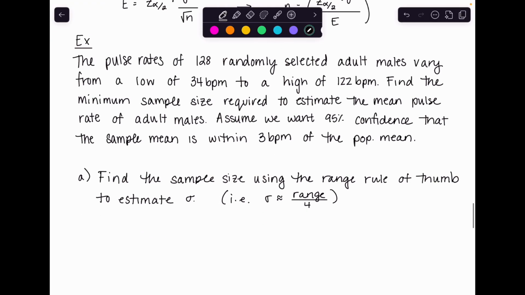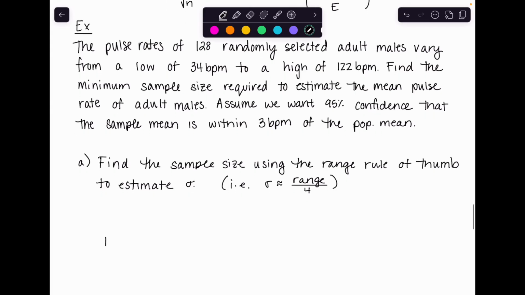Like I said, we're going to do this two ways. We're going to find the sample size using something called the range rule of thumb to estimate sigma. So again, I don't know the actual standard deviation, but what I'm just going to assume for simplicity is that the standard deviation is about equal to the range divided by 4. So in this case, you have a high, you have a low, and your standard deviation breaks this up into 4 equal pieces. So you take that distance and divide it by 4. And that gives you what sigma is.